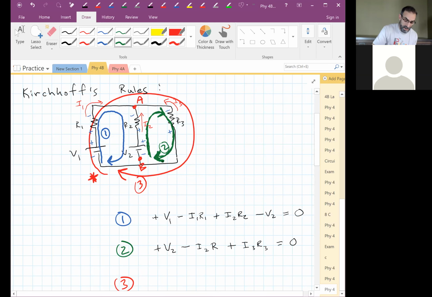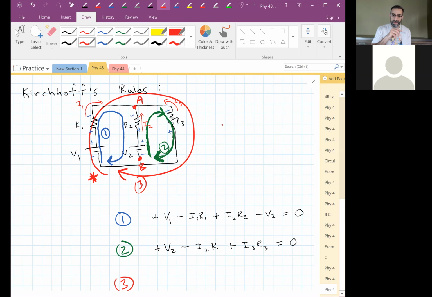And so that's why when you guess, you just guess. The first step is to just guess the direction of the current. Doesn't matter if you're right or wrong, just guess. I said right here, I said I3 is going in that direction. As soon as I said that, that fixed the potential difference across R3, as the bottom had to have been a higher potential than the top.